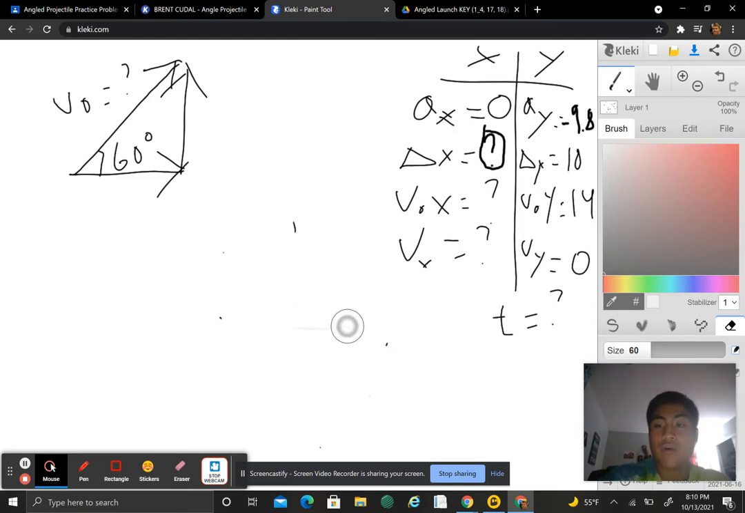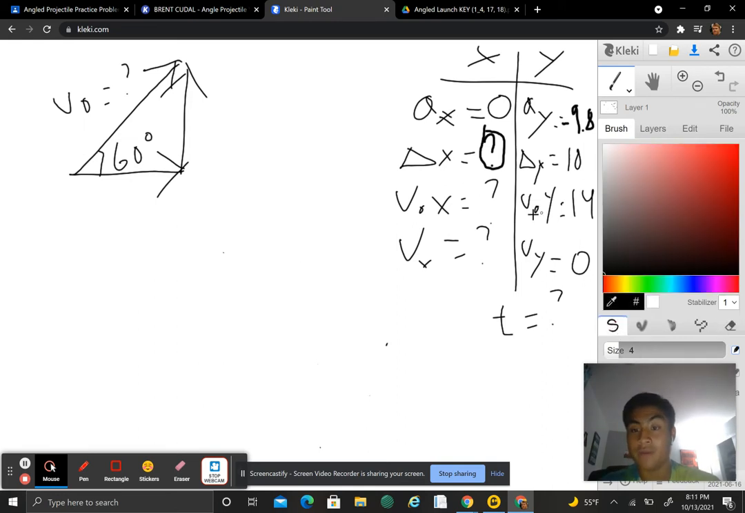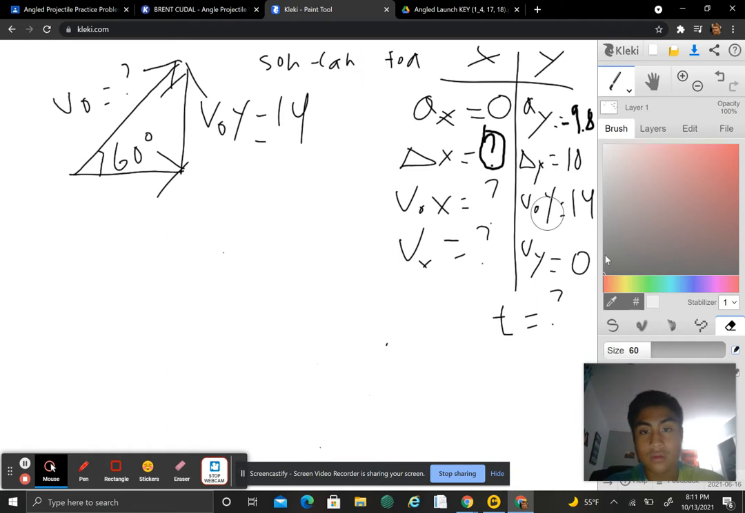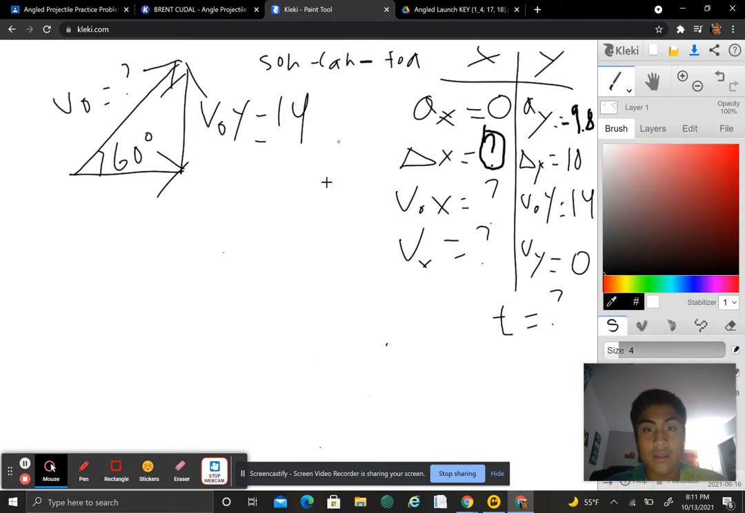Okay, so now we have 4 variables for y. However, most importantly, we have initial v for y, which is 14. So that means we know this part of the triangle, which is 14. Now, take a look at here. Since we have a degree and we have one of the side lengths, we can use SOHCAHTOA. That was terrible. Hold on a minute. There we go. SOHCAHTOA.